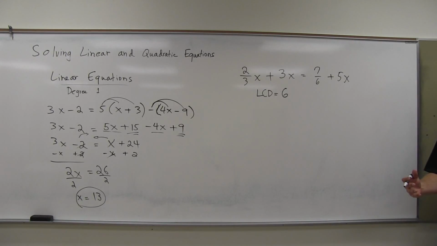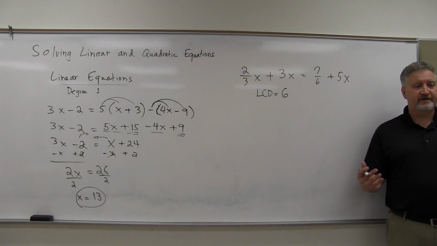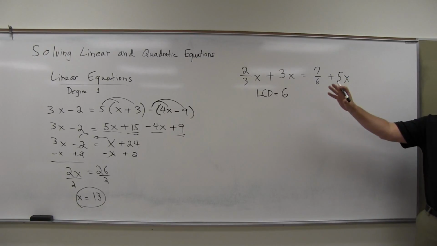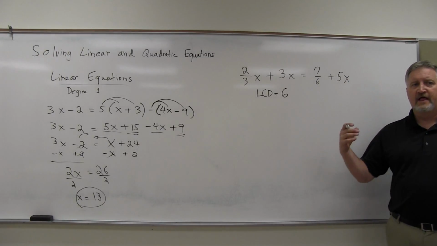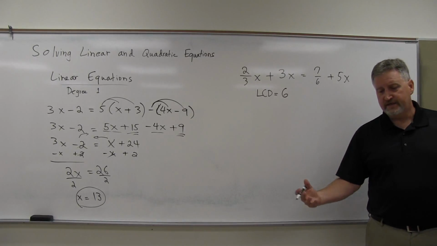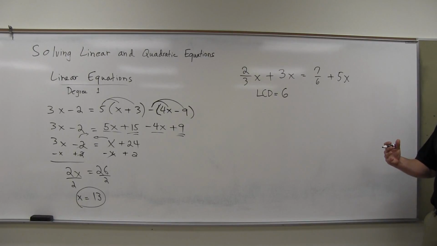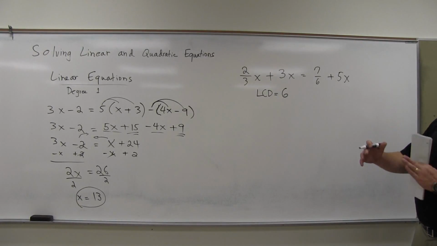Now, here's what I'm going to do with that. Instead of having all these fractions in here, if I could somehow clear out those fractions, that would be to my advantage, I believe. So what I'm going to do is take that 6 and multiply it by both sides.